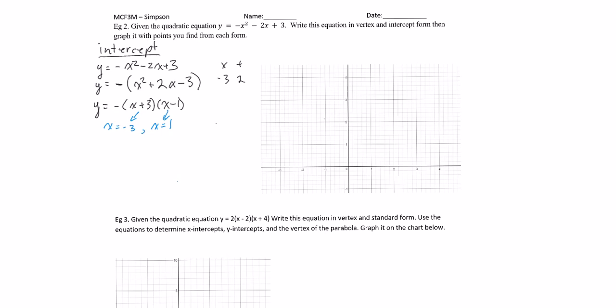The next thing that we have to do is we have to calculate our vertex form.